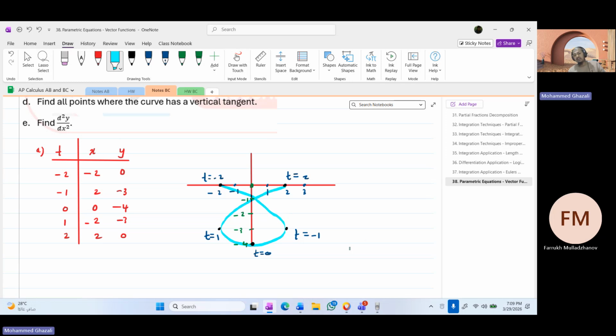Okay, I just drew a rough curve. Are we good? Makes sense. A curve makes sense.